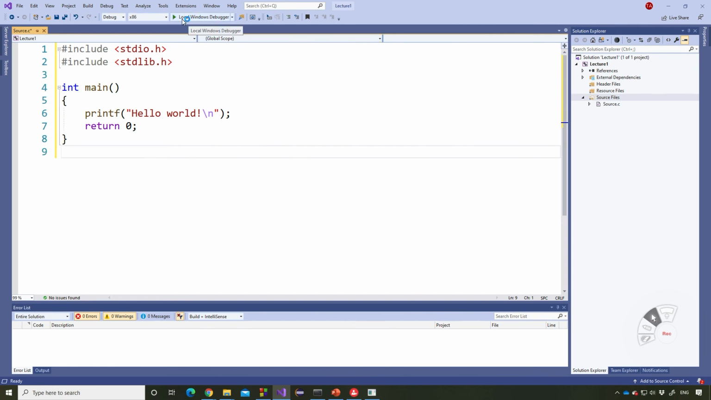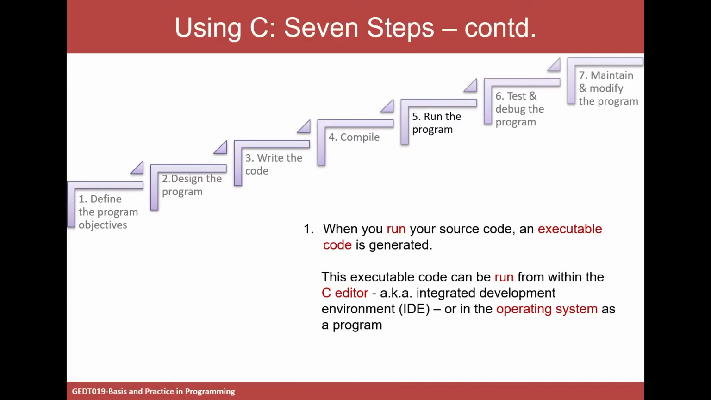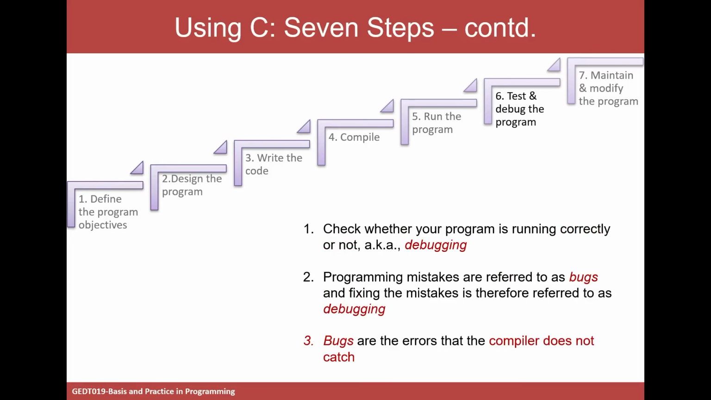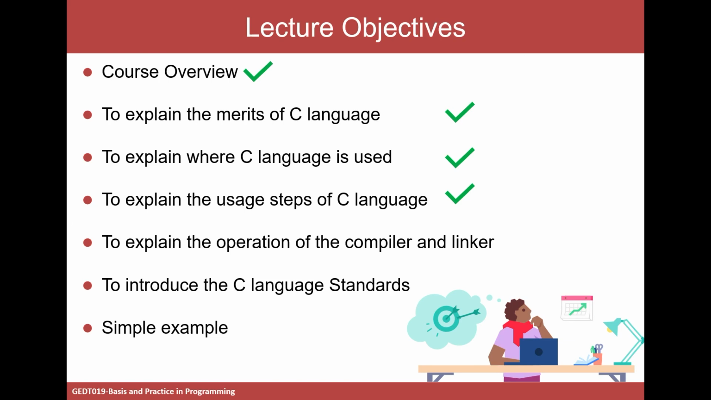Here is where to run. The next step is to test and debug your software. So after the compiler and linker are working, we will start to see some examples of C language. So I will stop here for this part of the video, and then I will continue the other topics in the next video.